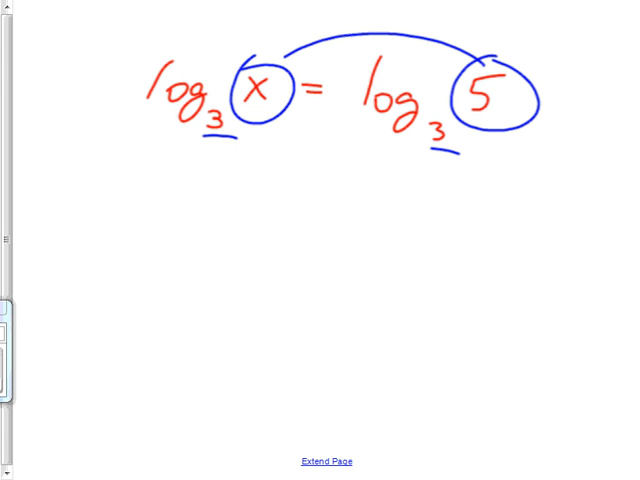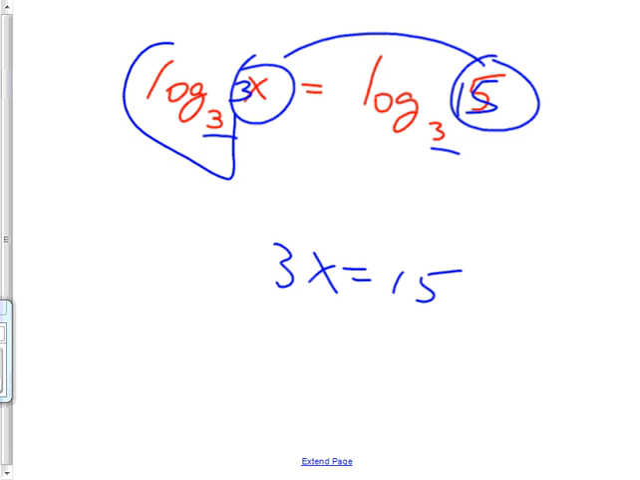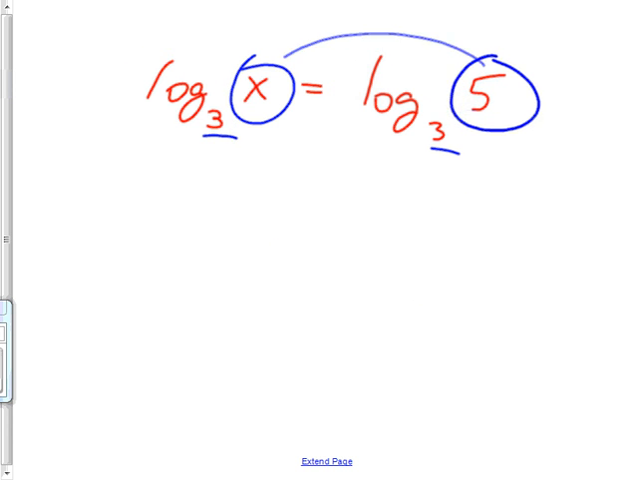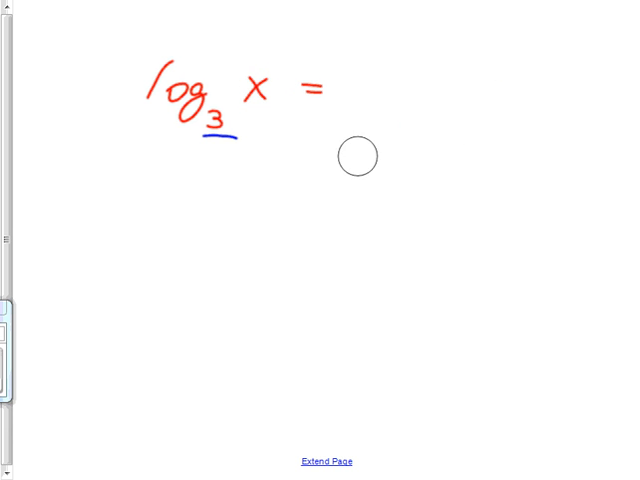X must be 5. Done. Or if it was 3x equals 15, then you could solve that little equation and get your answer that way. If you have logs on each side, it's almost like those cancel each other. So what happens if you don't have a log over there then? Well, then it's a rewrite situation. Please rewrite that, and you'll have the answer like that.